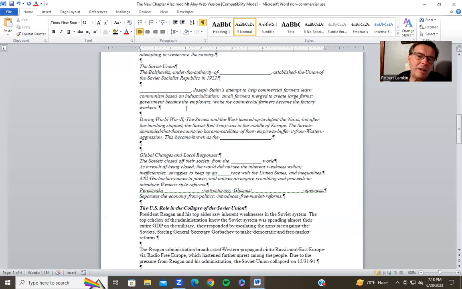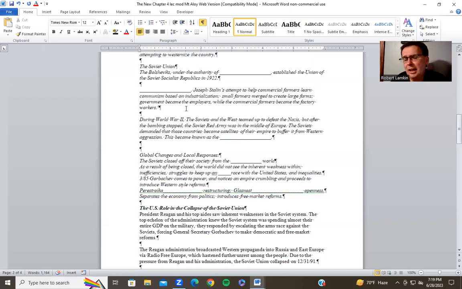This was Joseph Stalin's attempt to help commercialize the farmers, help them learn communism based on industrialization. Get them in the factories, right? Start industrializing the country, and then your small farmers were kind of merged together to create large farms. See, your commercial farmers were capitalists, right? You could not have that, right? Stalin and the Bolsheviks, they saw that as a great evil, capitalism.